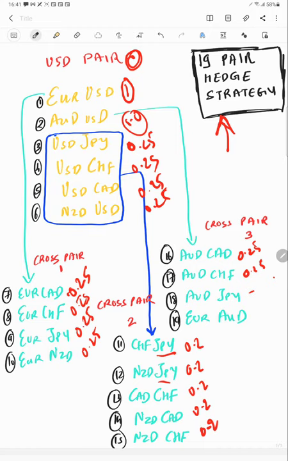Here, for Euro USD we trade a 1.0 lot, and at the same time, in the 4 cross pairs, we will trade 0.25, 0.25, 0.25 lot. So what happened? Your account remains on the safe side. It is a perfect hedge strategy, and it may take some plus and minus on your mark-to-market, but it will always try to protect the account.